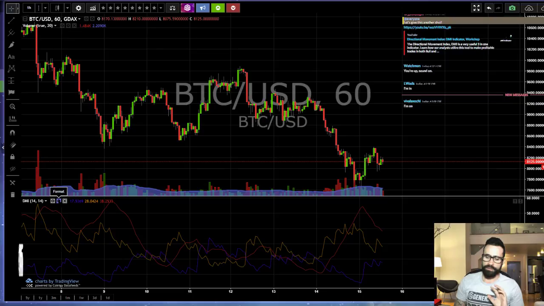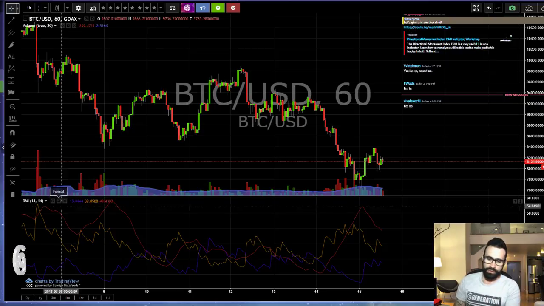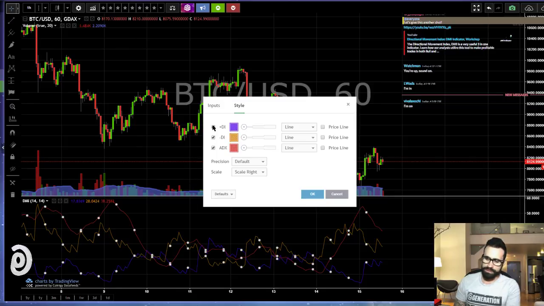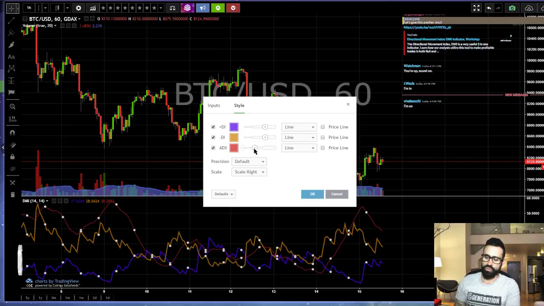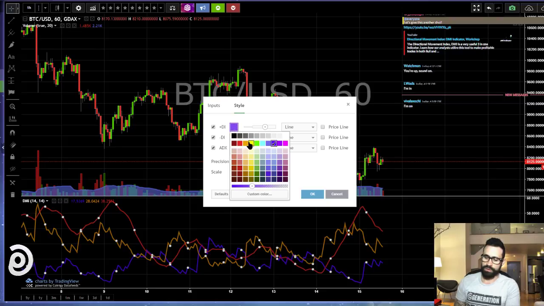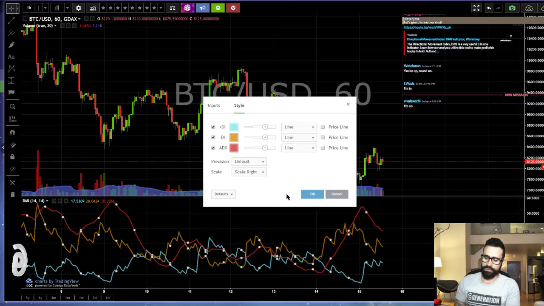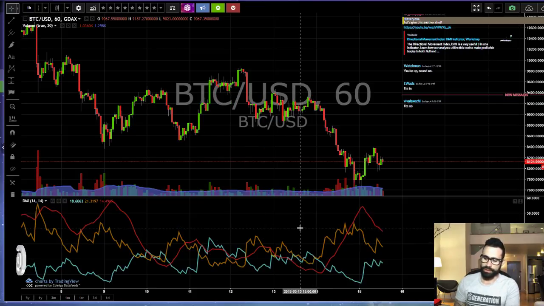Now that I've got my DMI deployed, it's on the chart. I'm going to go into the format tab, the little gearbox. Here we've got 3 lines: a DI positive, a DI negative, and an ADX. I'm going to make them darker, or wider, so they're more visible. I'm going to make this one a light blue. This should give us a better idea of what's happening since they're a little more visible on the chart.